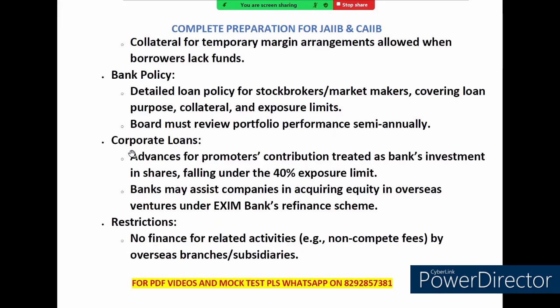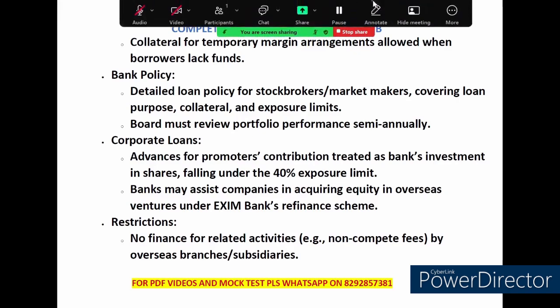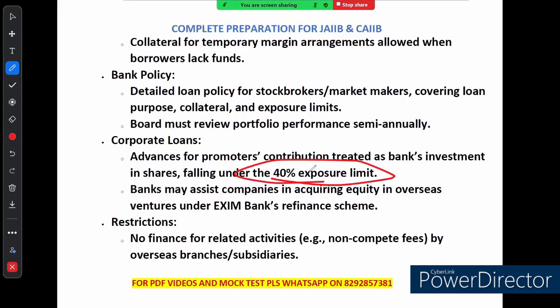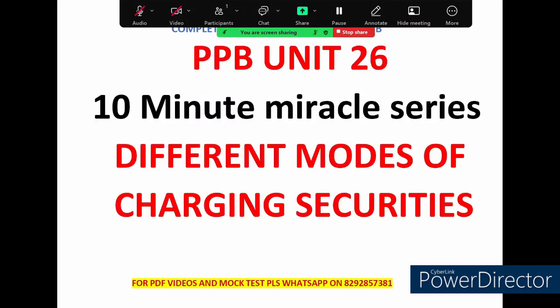Now, what is the bank policy on corporate loans? The bank needs a detailed loan policy for stockbrokers and market makers covering loan purpose, collateral, and exposure limit. Remember, for collateral loans there is a limit. Any advance provided for promoter contribution is treated as bank investment in shares, which also falls under the 40% exposure limit. Right. So obviously banks play a crucial role in market finance. I hope you are able to grasp all the important concepts.